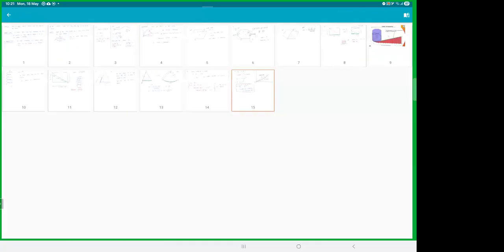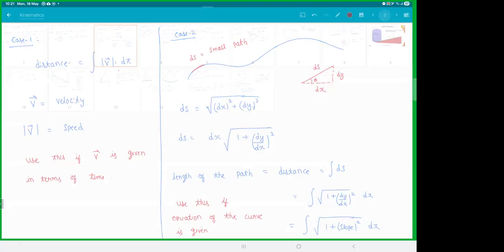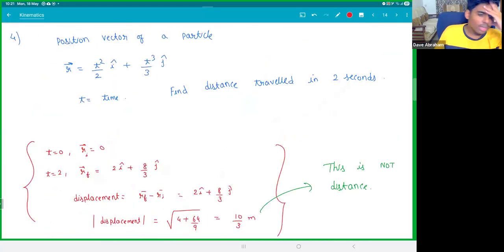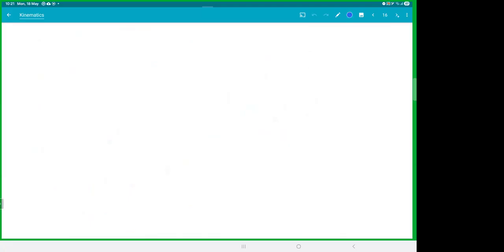Okay, for distance, what formula do I have? I have only two formulas, right? Distance is integral of mod v dt or distance is this. Now, in our equation, what is given? If you see, time is given, isn't it? So I should use this somehow. But to use this, I need velocity. How can I find velocity from here? dr by dt, by differentiating, isn't it? So I know my velocity. There, that's how it clicks.